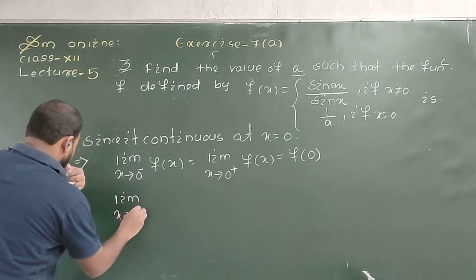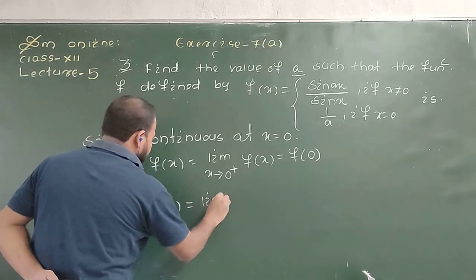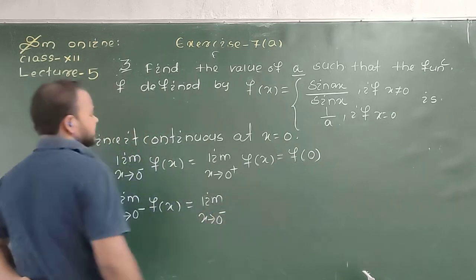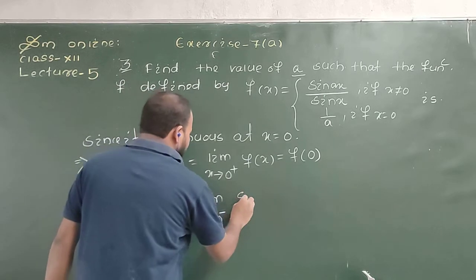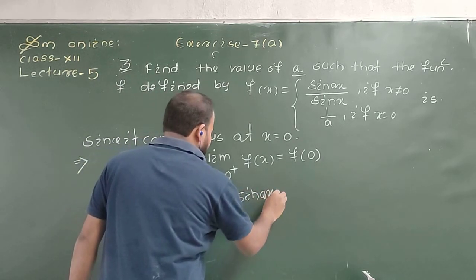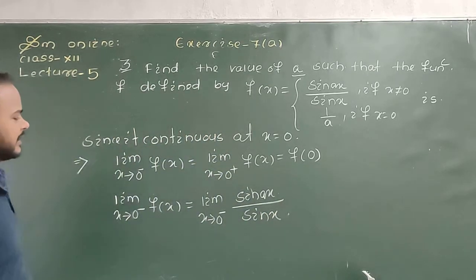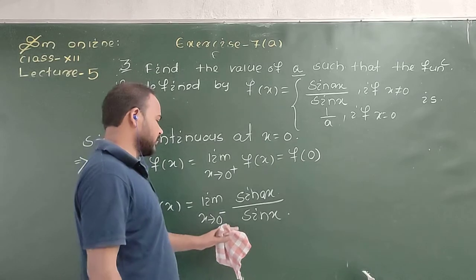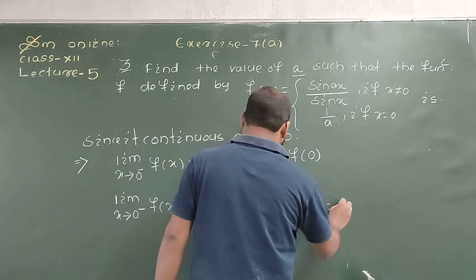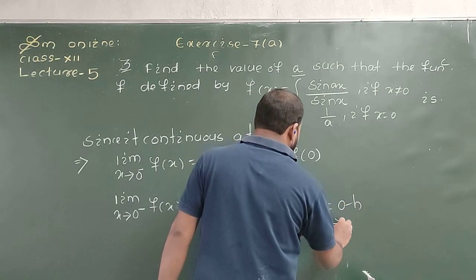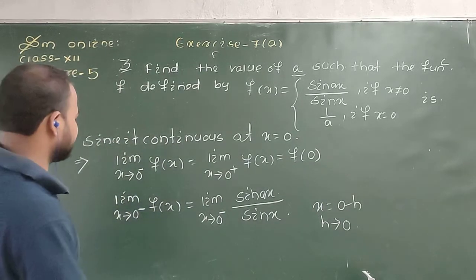Limit x tends to 0 minus f of x equal to limit x tends to 0 minus of the function, what will it be? sin ax upon sin x. Okay, sin ax upon sin x. So for left hand limit, let x equal to 0 minus h and h tends to 0.